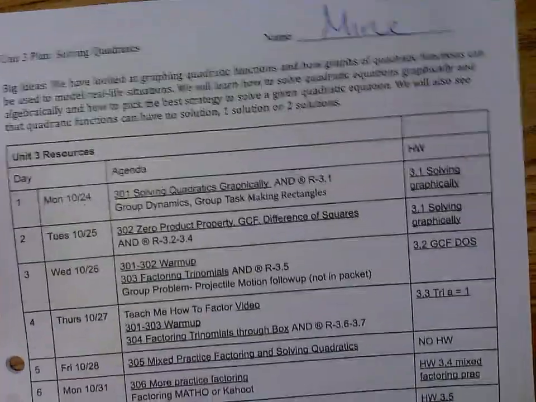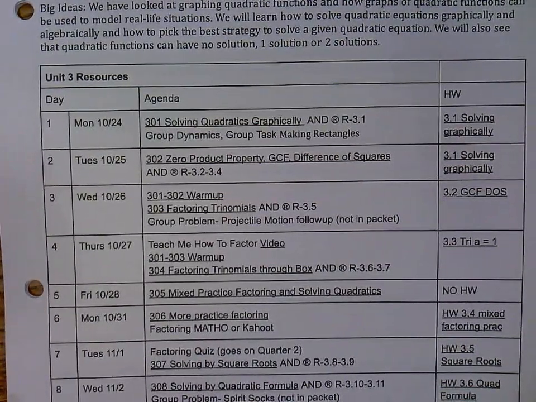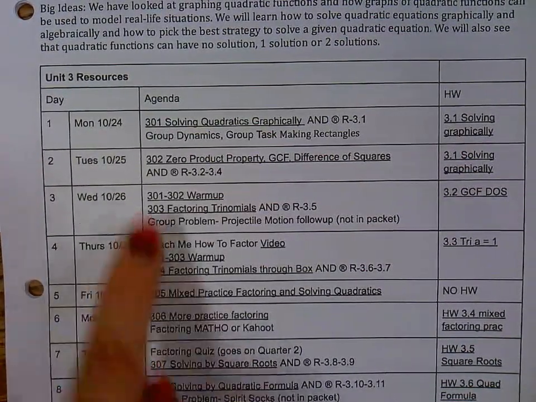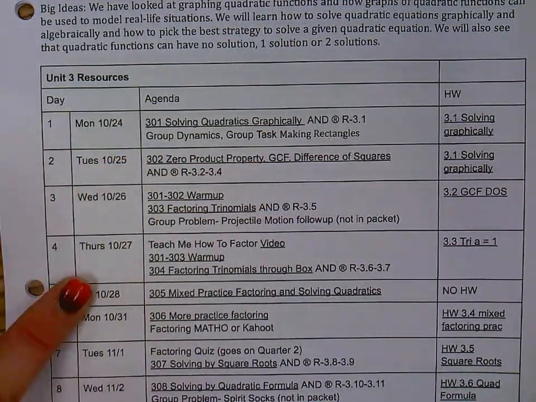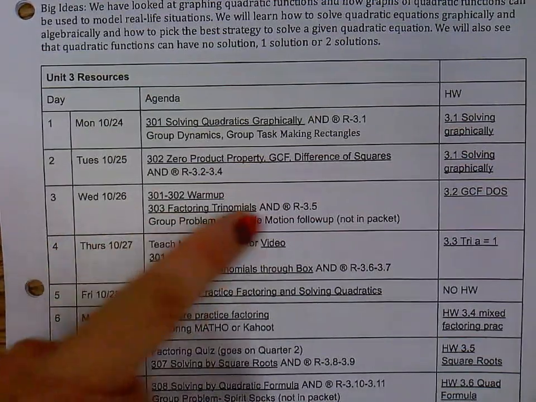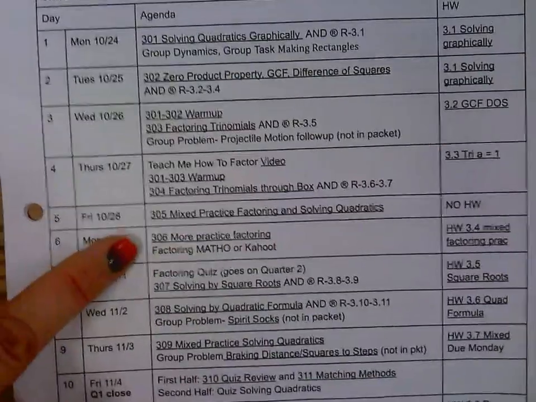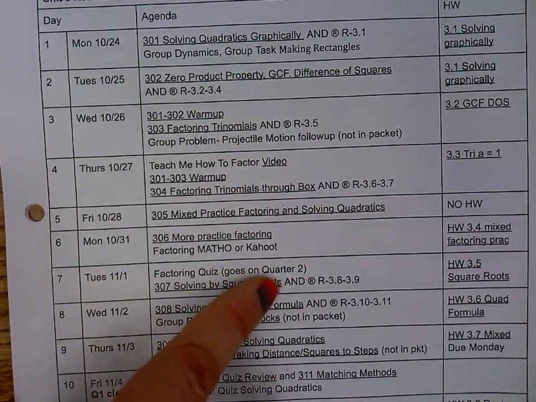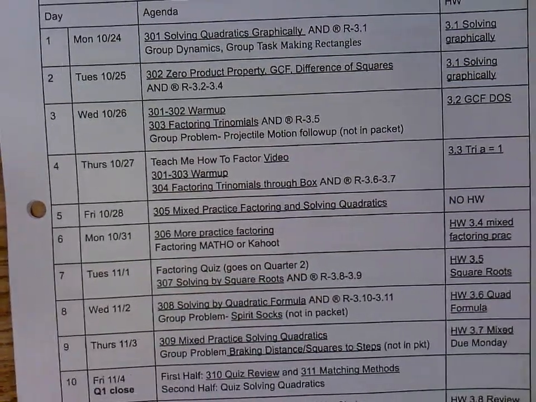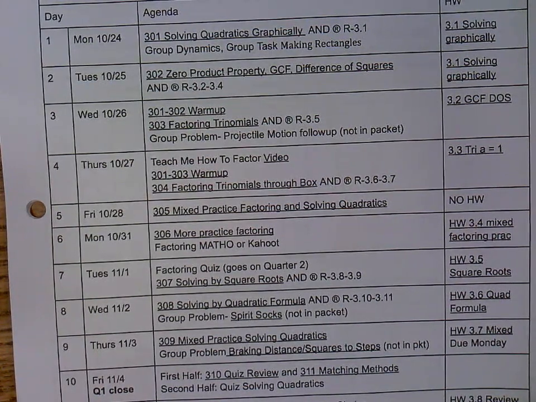So here's kind of the layout of this week. Let's just look. No quiz this week. So this week we've got learning how to factor a bunch of different ways. And we're going to do a group problem again on projectile motion. And then if you look on Monday, we're going to do practice review for a quiz on Tuesday. That goes on quarter 2. Because I don't want to give you a quiz that can't get overridden before the end of the unit. So we will have a quiz on Tuesday, but that's not going to go in until quarter 2.